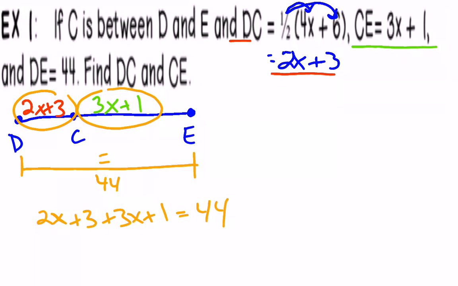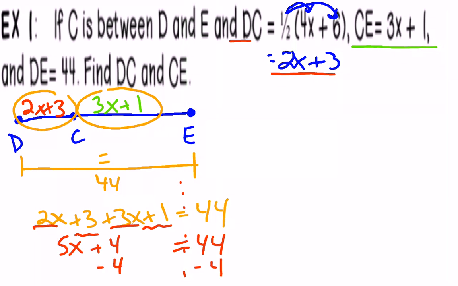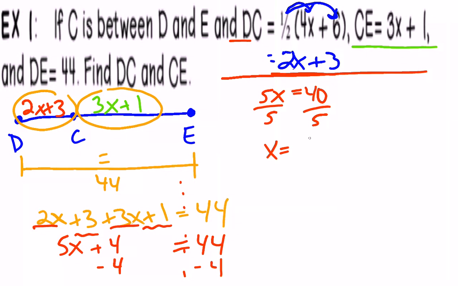And a little review from algebra. When we have things on the same side of the equal sign, we're going to combine like terms. So 2x plus 3x gives me 5x. 3 plus 1 gives me 4. And that whole thing is equal to 44. We undo the plus 4 by minus 4. So 5x equals 40. And then divide by 5, which gives us 8. So I don't need to see every single step of that. If you can do several steps in your head, that's fine.